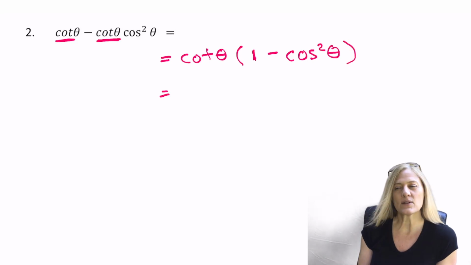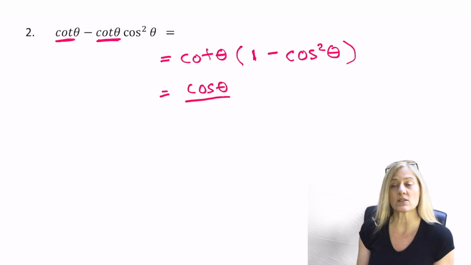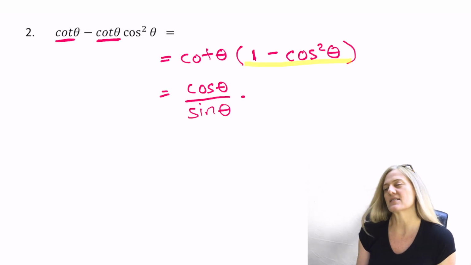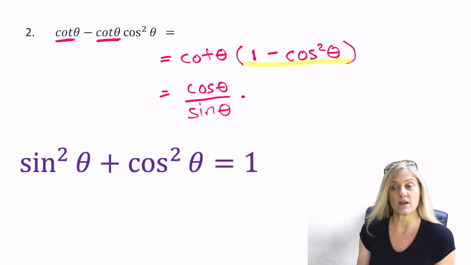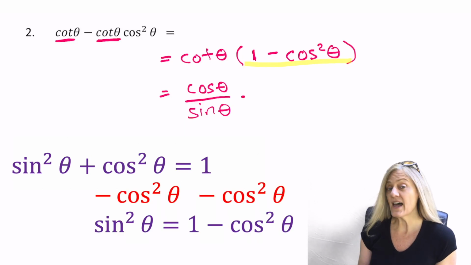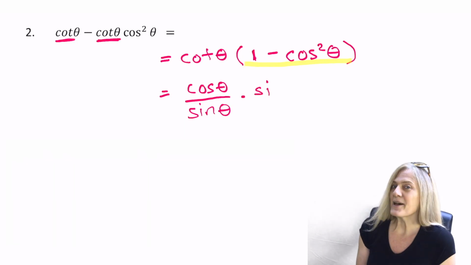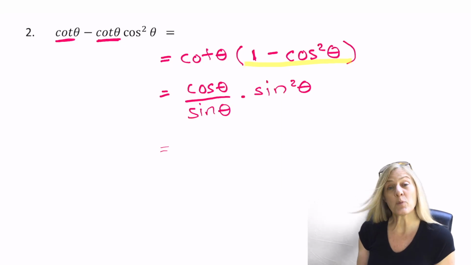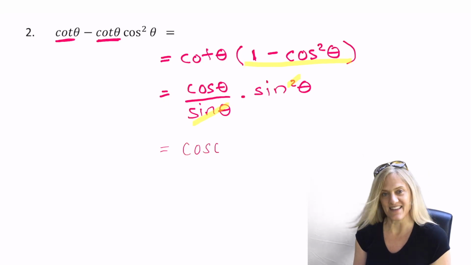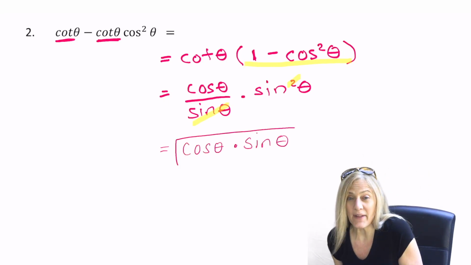Next, let's go ahead and go to sines and cosines. Well, cotangent is cosine over sine. 1 minus cosine squared theta is a Pythagorean identity in disguise. So we can easily manipulate sine squared plus cosine squared equals 1 and find that 1 minus cosine squared is sine squared theta. So we end up with cosine theta divided by sine theta times sine squared theta, at which point one of the sines divides out, leaving cosine theta times sine theta. Okay, I hope you're feeling better about these.